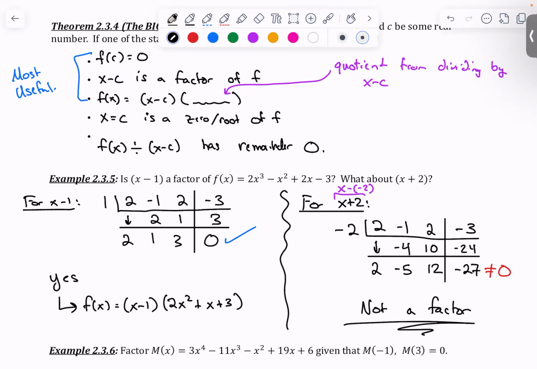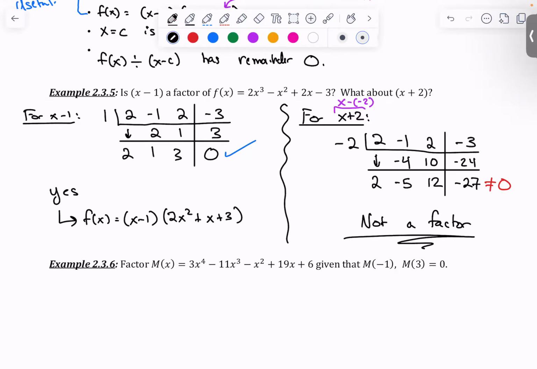Now on to the real use of this thing. This was just an extra problem to add in for funsies. The next one is the way I like to use it. So factor m of x equals 3x to the 4th minus 11x cubed minus x squared plus 19x plus 6, given that m of negative 1 and m of 3 are equal to 0.